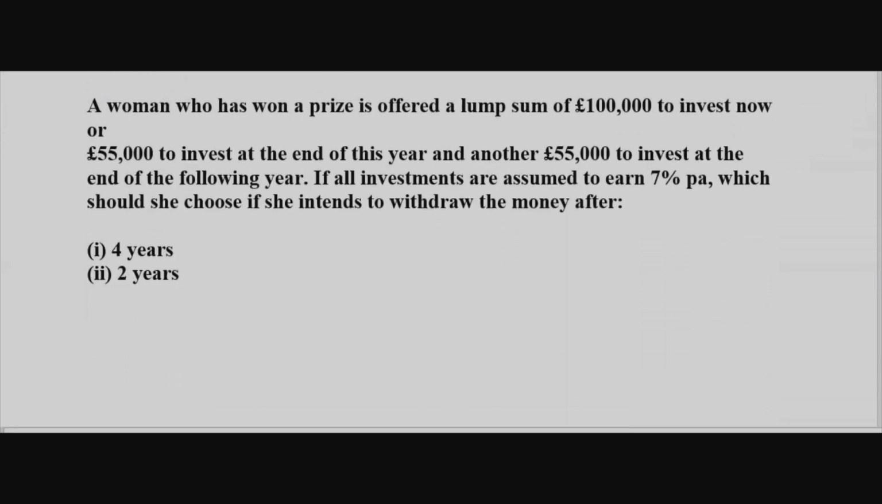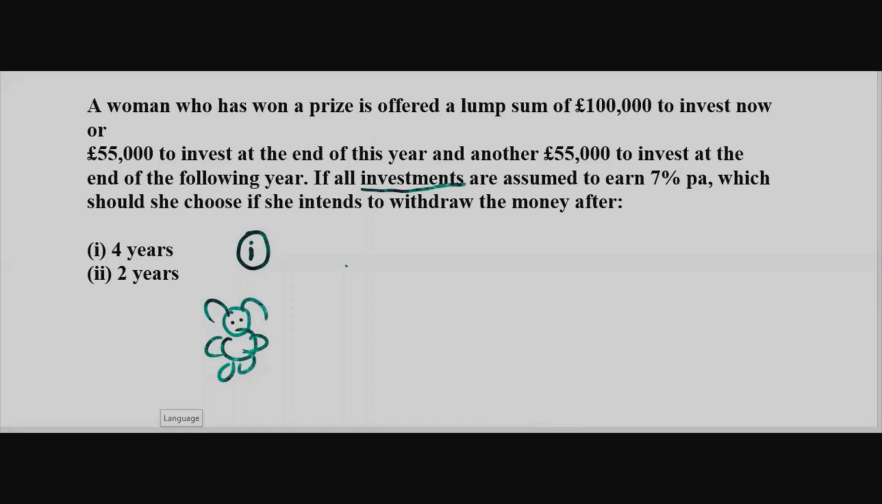A woman who has won a prize is offered a lump sum of 100,000 to invest now, or 55,000 to invest at the end of this year, and another 55,000 to invest at the end of the following year. If all investments are assumed to earn 7% per annum, which should she choose if she intends to withdraw the money after 4 years? There are two parts here. We'll do part 1, then part 2.